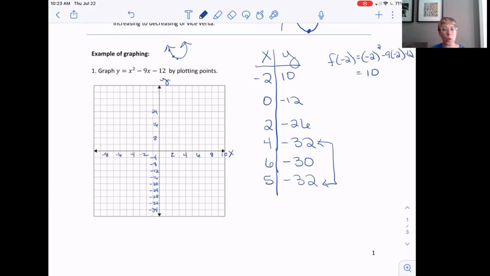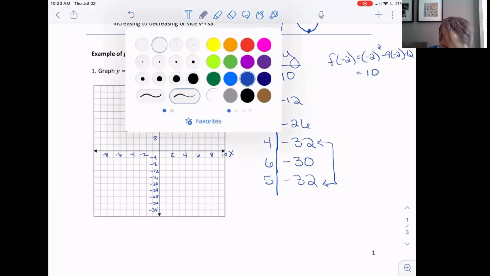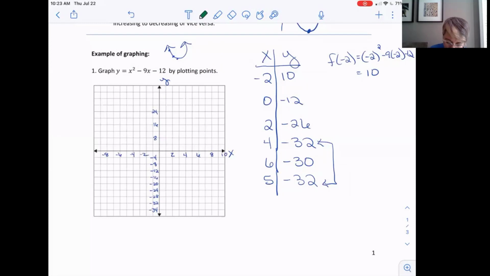So as long as we know what scale you're using to make it fit, you don't always have to go by 1s. And let's go ahead and plot the points that we have. I'll do it in green. We have negative 2 and 10. So 8, 12, 10 would be right there in the middle. We have 0 and 12. Oh, sorry, 0, negative 12.